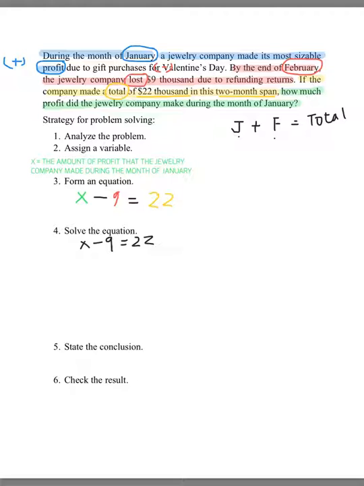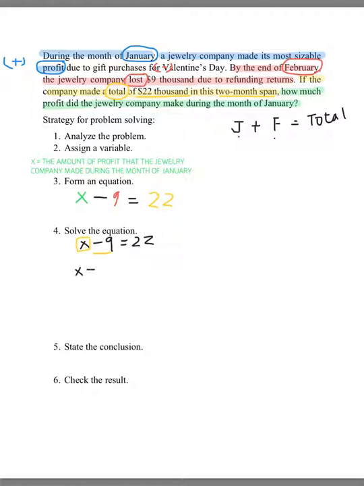So now again, when solving, you want to get the variable completely by itself. So right now the problem is that we're subtracting 9 from it. So we want to undo the subtraction of 9. The only way to do so is by the opposite operation, which is addition. So we're going to go ahead and add 9 to both sides.